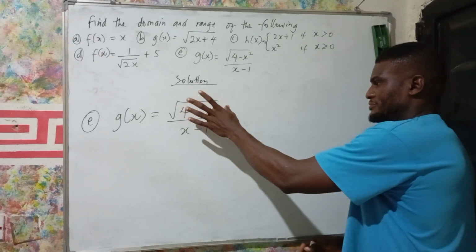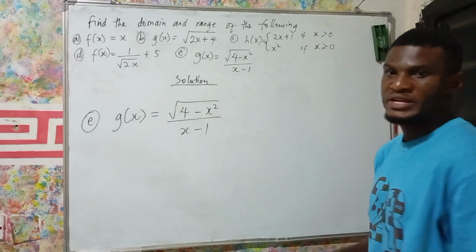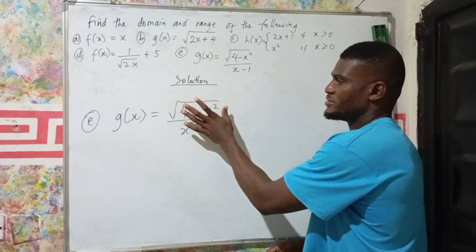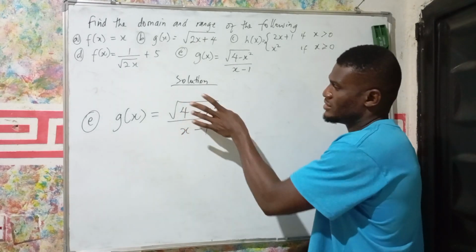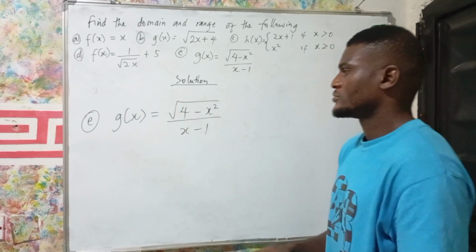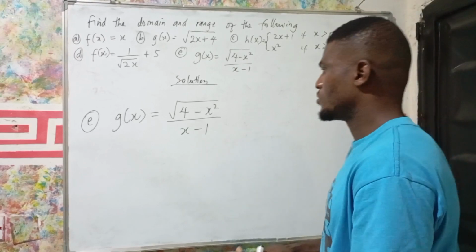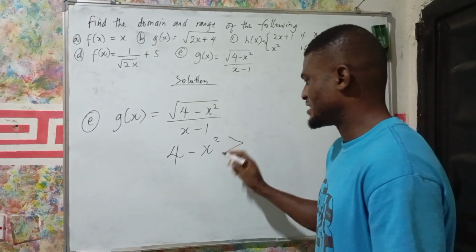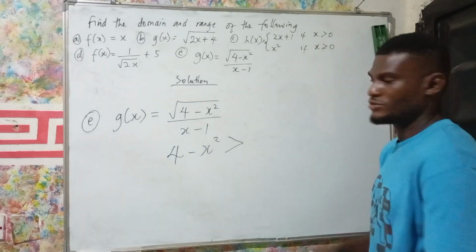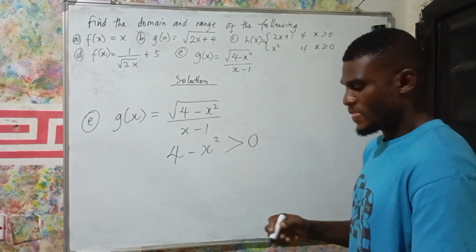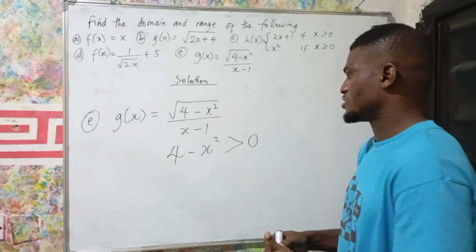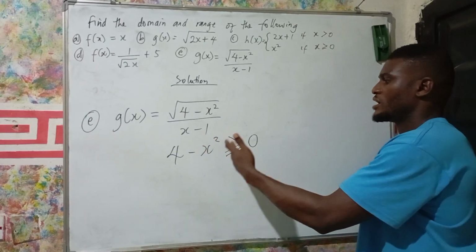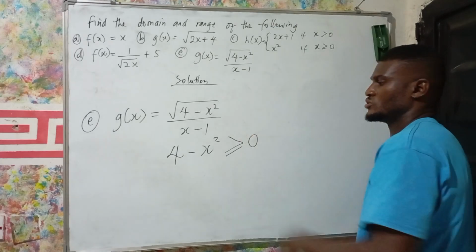Based on the fact that the root should not be negative, the root can be 0. The root can be 0 here because it's not at the denominator. The root can be 0 and can also be a positive value. So that means 4 minus x squared should be greater than 0, since greater means positive value, and can also be equal to 0. So we say 4 minus x squared is greater than or equal to 0.